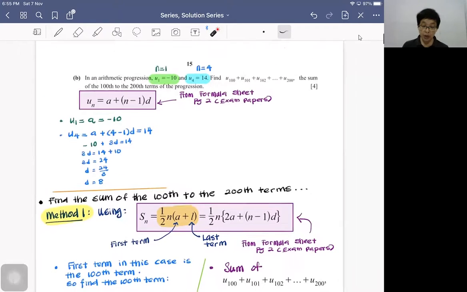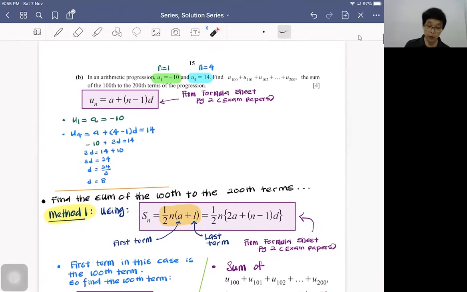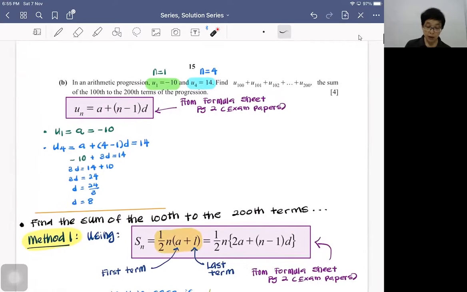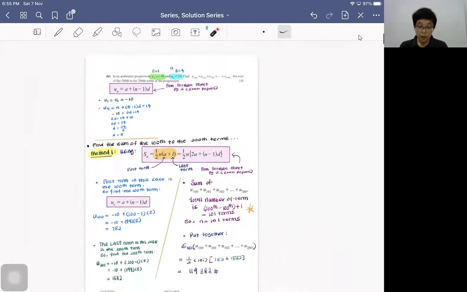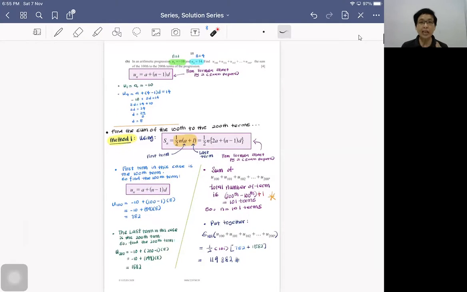Now, from the next step, what we're going to do is find the sum of the 100th to 200th term. Okay, in this solution, I will present to you 3 different methods that you can compare among them, and then you can decide which is the one that works best for you. Okay, this is the first method.